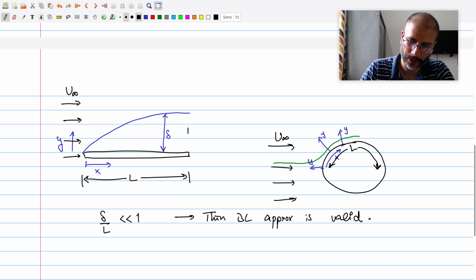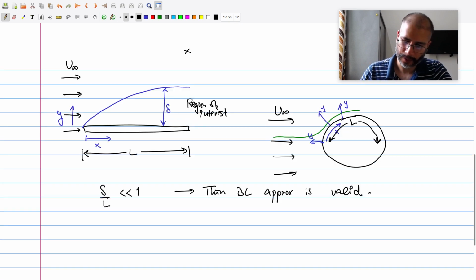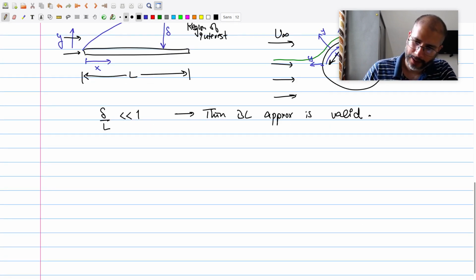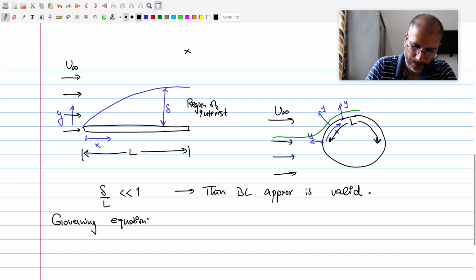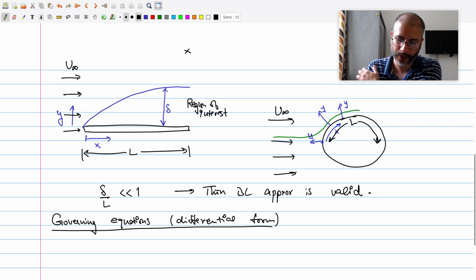Okay, so, this is the region of interest. Not this one. So, let us write the continuity equation. So, this is a differential flow analysis. So, we will have the equations in the differential form, that is derivatives.